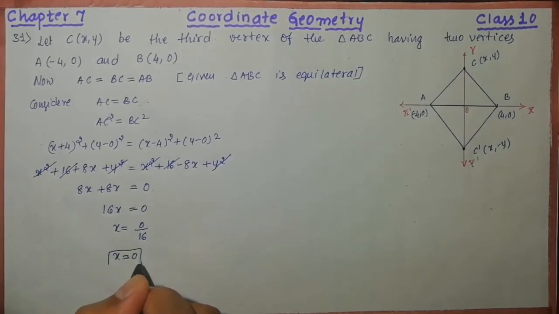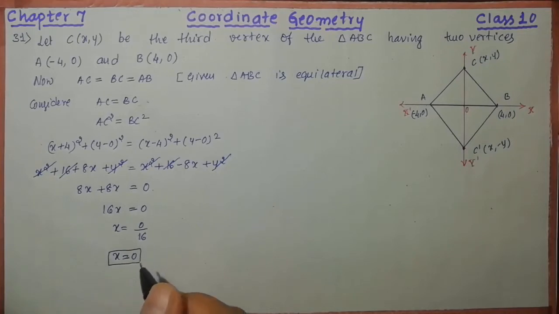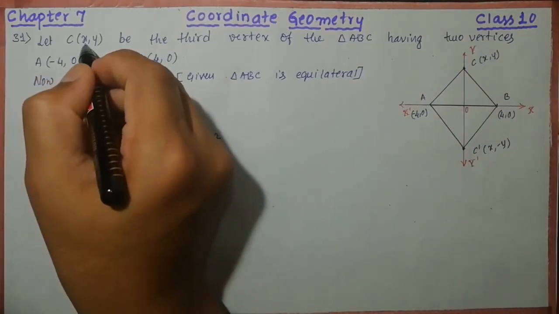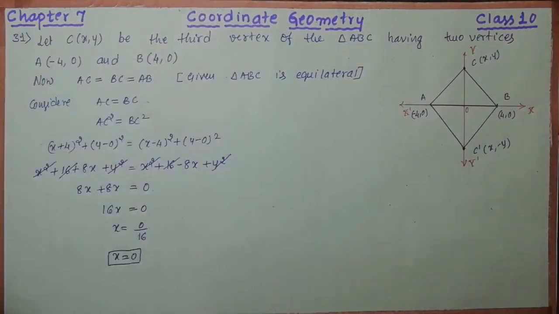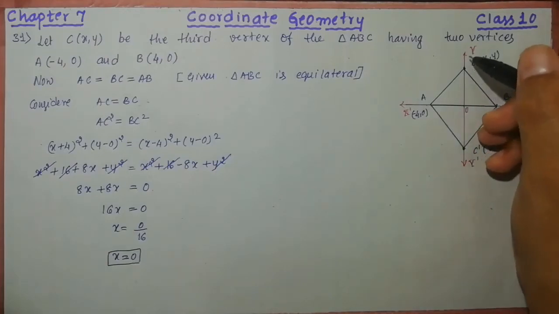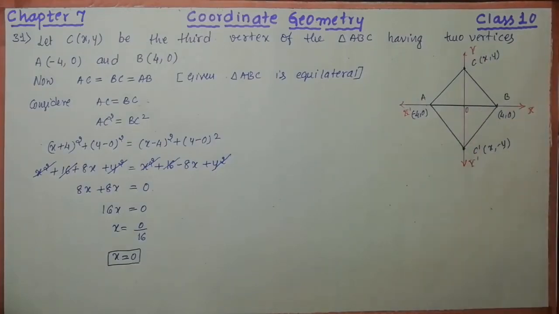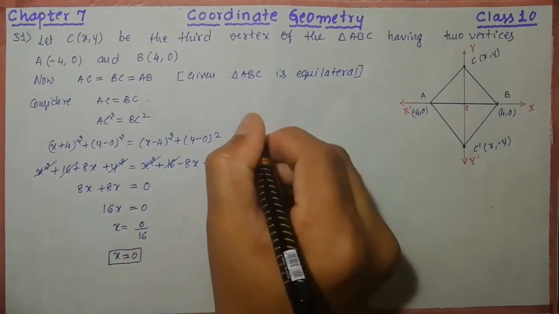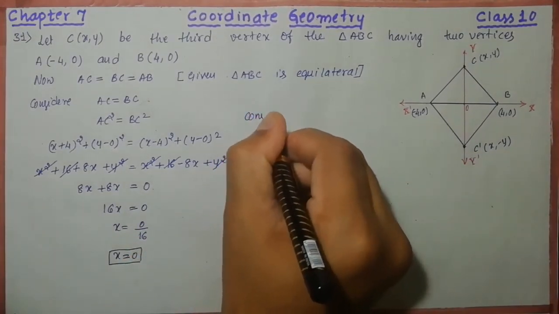So by this we can understand what? The x coordinate of the point C should be equal to 0. So it is actually true, because the point C lies on the y-axis, means its x coordinate should be equal to 0. So now I'm going to consider the equalities like this.